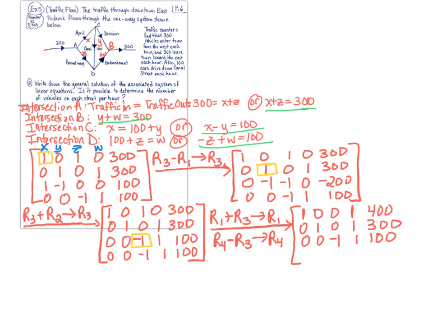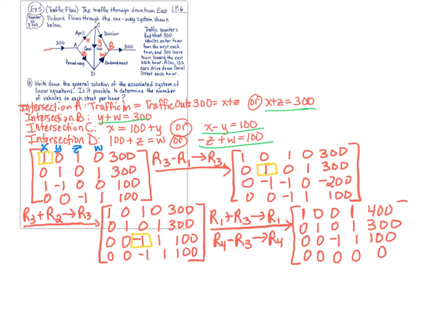So 0, 0. Then we have row 4 minus row 3. So negative 1 minus a negative 1 means we're adding them. So we get 0 as desired. Then we have 1 minus 1. Well, that gives us 0 as well. And here we have 100 minus 100. Well, that's 0 too.